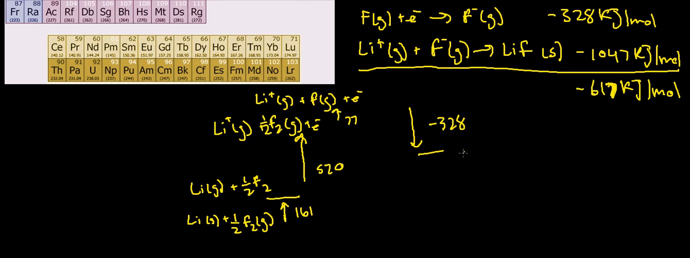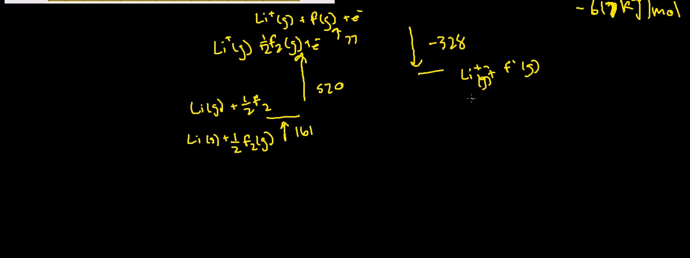And what will we have? We'll have lithium and fluorine ion, these are in the gas phase. And now here is the part with the lattice energy. So this is going to go down by 1,000 something.